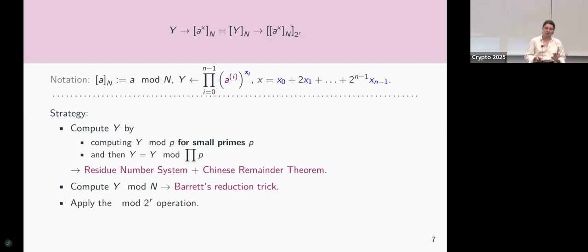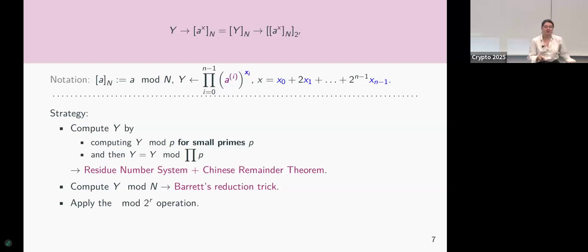Then, in order to compute the modulo big N operation, we will use Barrett's reduction trick instead of the Euclidean algorithm. And at the end, we just apply the modulo 2 to the r operation, which is actually a bit truncation, so it's a free operation.